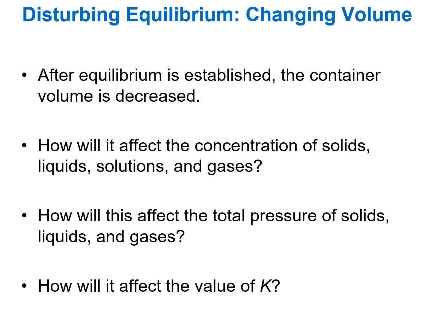In the scenario where we have an equilibrium established, let's say that we change the container volume, let's say we decrease it. Our questions become, how will this affect the concentration of the solids, the liquids, the solutions, and the gases? How will this change in volume affect the total pressure of the solids, liquids, and gases? And will it affect the value of our equilibrium constant?